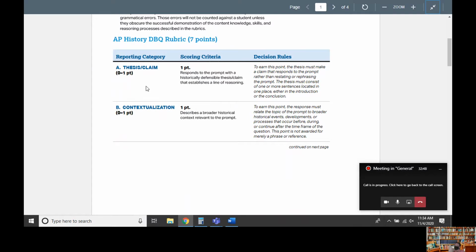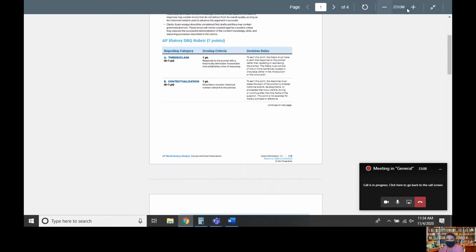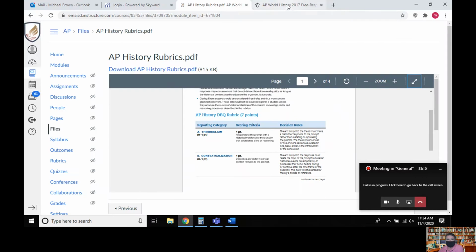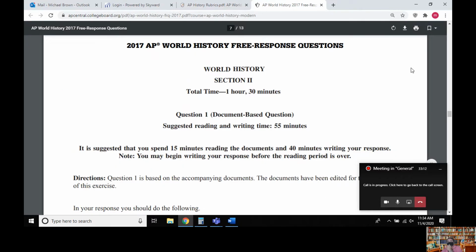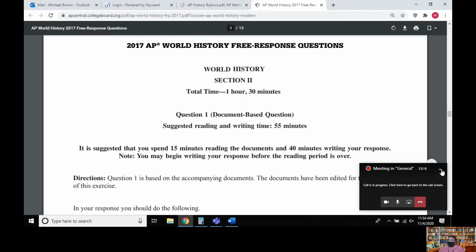The good thing with the DBQ, you don't have to have your thesis as soon as you read the writing prompt. You honestly won't know, because you're going to base your thesis on what's in the documents. And to elaborate on that, I'm going to show you a real deal DBQ. This is one that the kids had in 2017. This is actually from the AP exam.